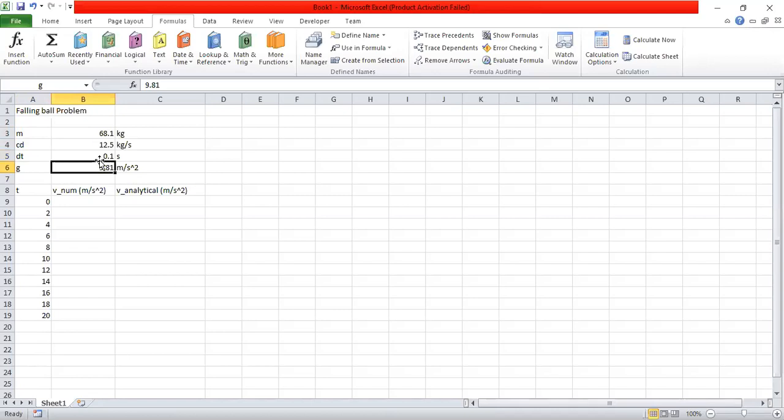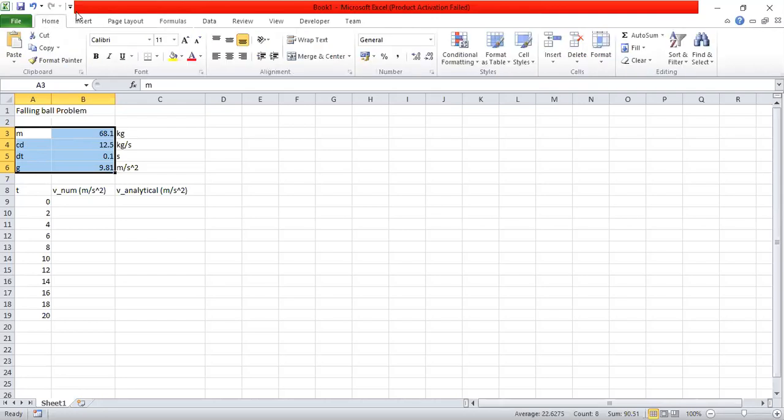Now I need to assign variable names to all these values. To do that in Excel, you would select the name together with the values. Then after doing that, you go to the formulas tab.